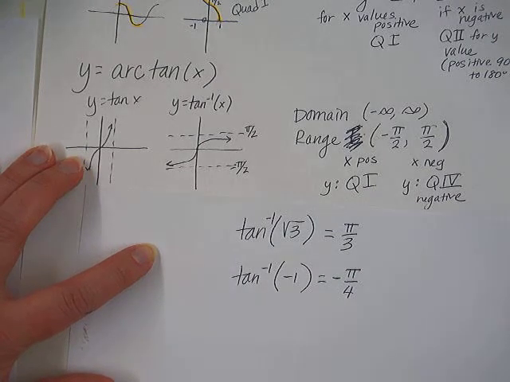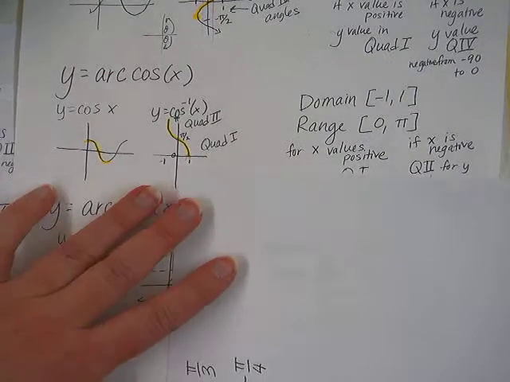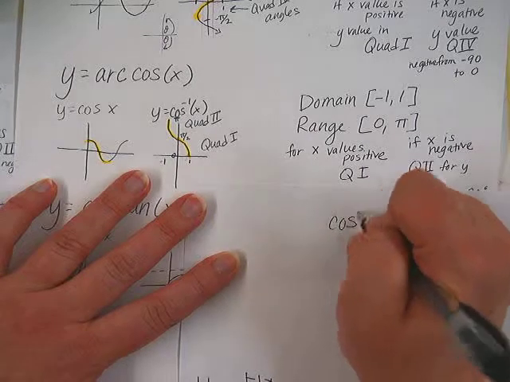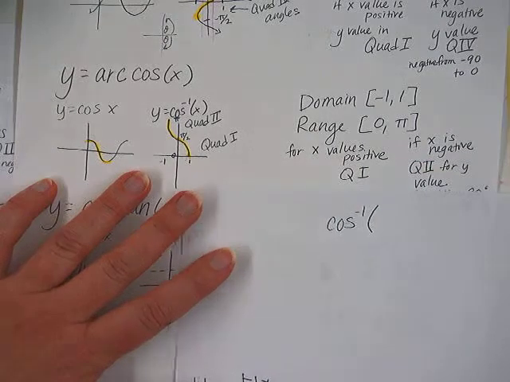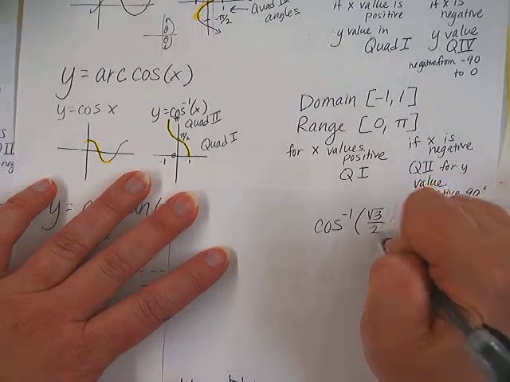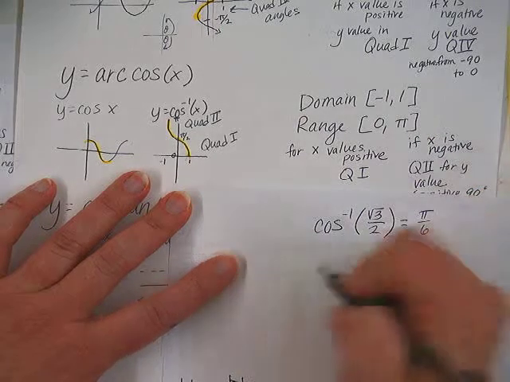We never did do some examples of cosine though. Cosine is the one that's weird, because both sine and tangent, arcsine and arctangent, are in quadrants 1 and 4. But cosine is the oddball. Cosine is in quadrant 1 or quadrant 2. So if we're finding the inverse cosine of, let's do square root of 3 over 2, that's easy. That's just 30 degrees, which is pi over 6.